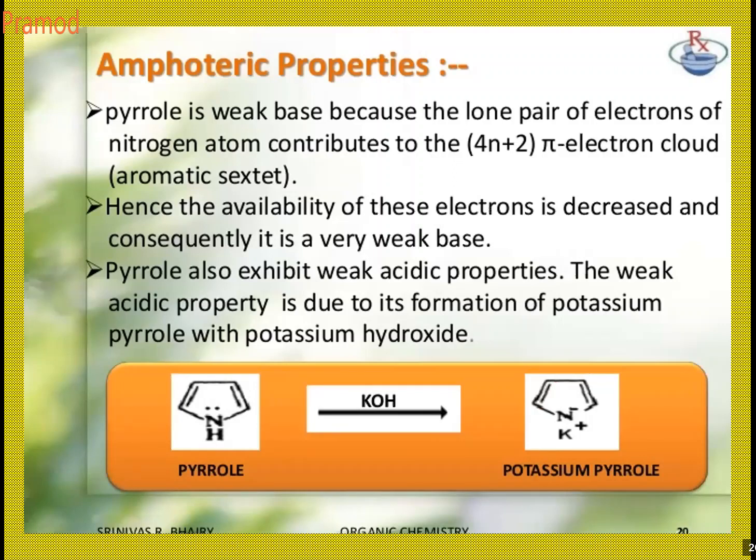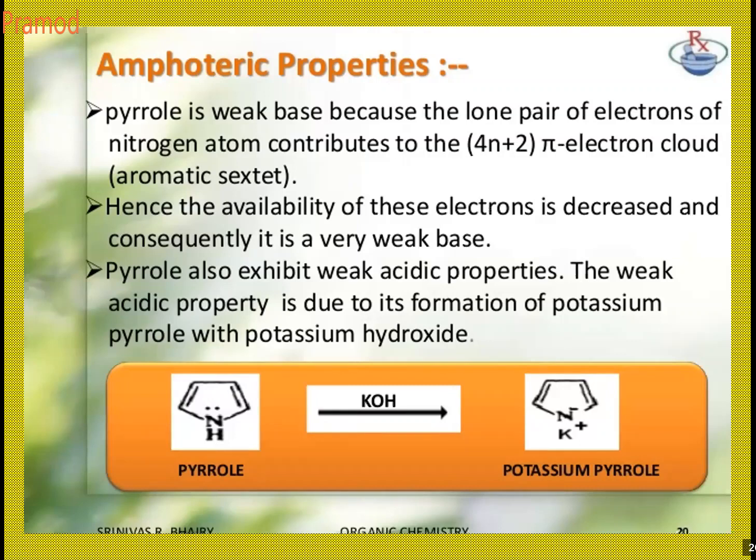What do you mean by amphoteric? It can react with both acid as well as base. Pyrrole is a weak base because the lone pair of electrons on the nitrogen contributes to the 4n plus 2 pi electron cloud. So it is weakly basic, and the availability of electrons is decreased. If it was free, then it would have been a stronger base.